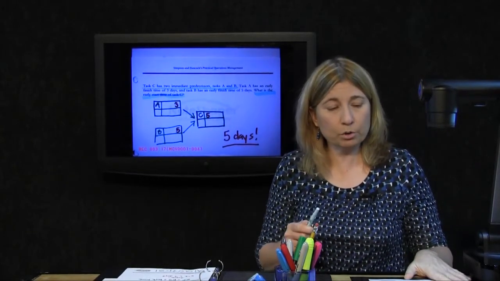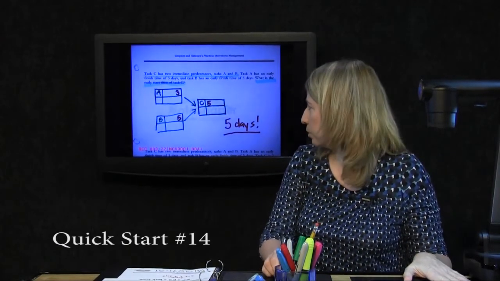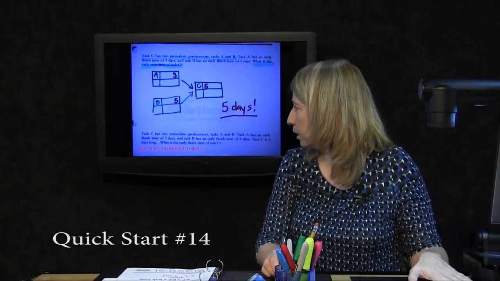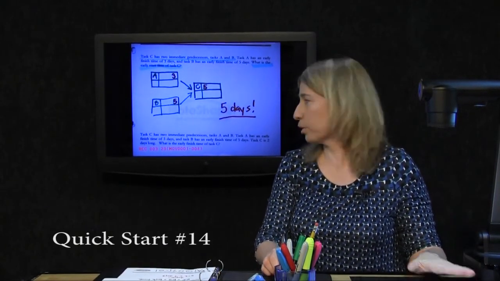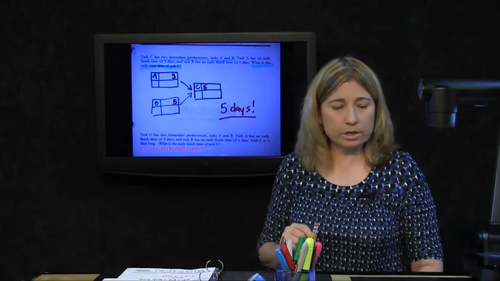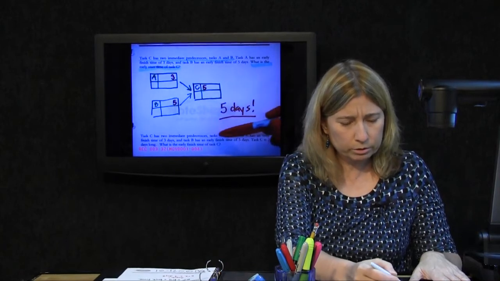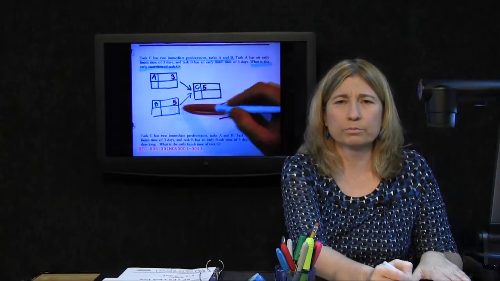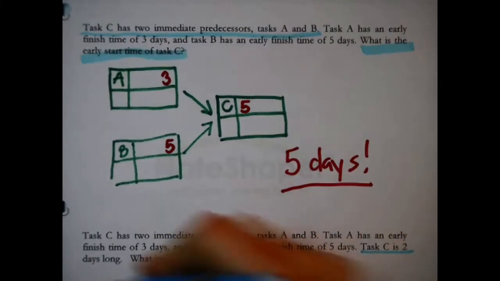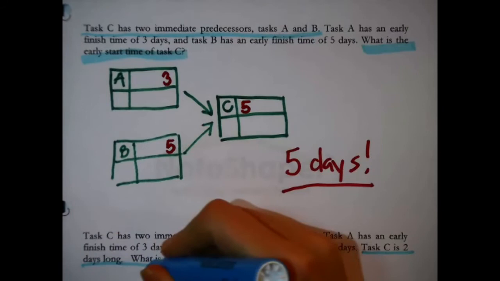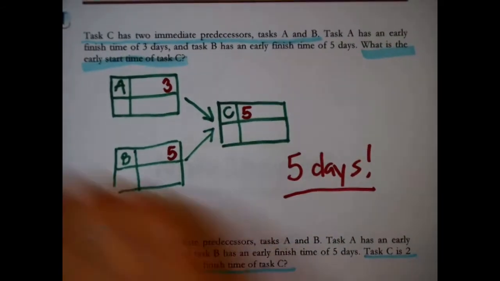Now, the next question, you can draw the diagram again if you like as practice, but notice, let me just move it up here carefully. It's the same structure. Task C has two immediate predecessors, task A and B. Task A has an early finish time of 3 and task B has an early finish time of 5. That's what we just drew right here. The only thing that's different with the next question is there's an additional bit of information. Oh, by the way, task C is 2 days long.